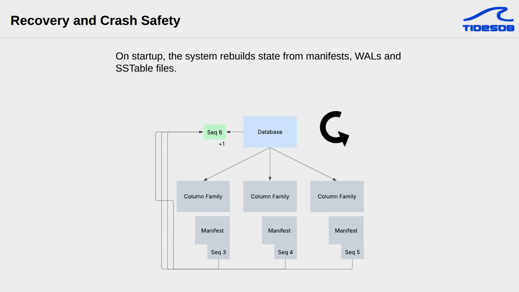So let's say you can see by the graph, right? The goal here is just to get back the last known sequence number +1 to be used for new transactions. So when you do a read in TidesDB and you have a sequence number in your transaction, you're always going to see less than or equal to your sequence number on your read.